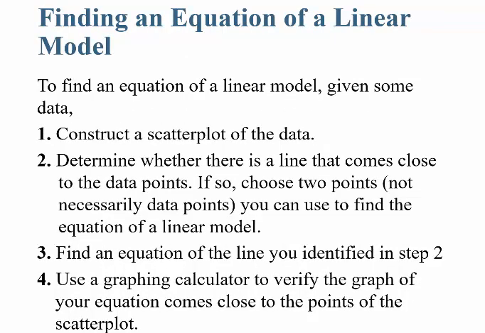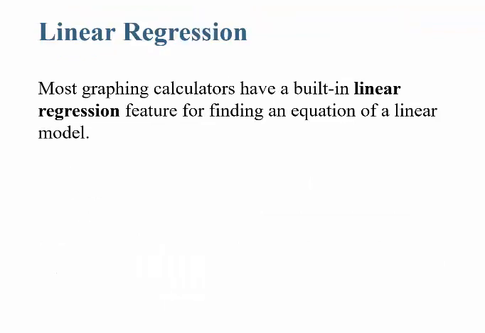Okay, so just how to do this: find an equation of a linear model when you're given some data. First, construct a scatter plot of the data. Determine whether there is a line that comes close to the data points. If so, choose 2 points, not necessarily actual data points from the graph, but that's the easiest thing you can use to find the equation of a linear model. Next, find the equation of the line by using the 2 points you just found. And then the last thing is use your graphing calculator to verify the graph of your equation. Make sure it comes close. All right, this is how you can do it by hand.